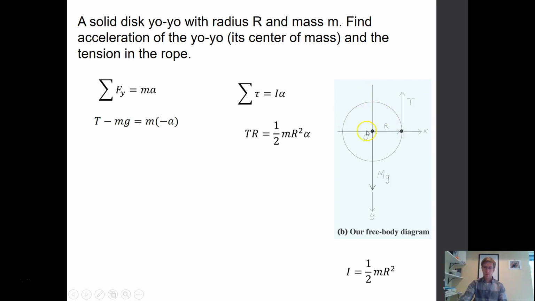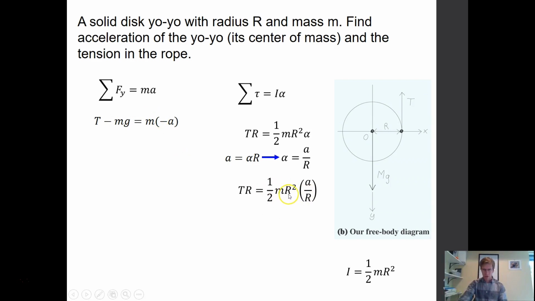Well, if the yo-yo is unraveling off of this tension, then the linear acceleration downward of the yo-yo is the same as the tangential acceleration at this point, which is really like the acceleration as it comes off of the rope. And so then we can say that our linear acceleration A is just equal to alpha times R, or alpha just equals A, the linear acceleration, over R. Now if I plug that in, I have an equation that only depends on tension and A, just like my equation here, tension and A, 2 equations, 2 unknowns we can solve.